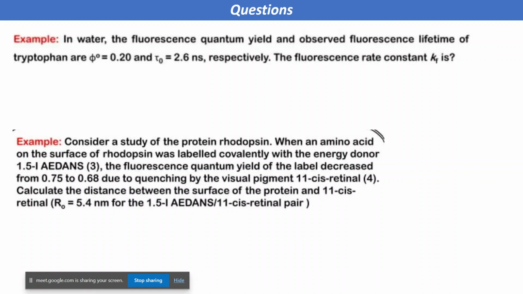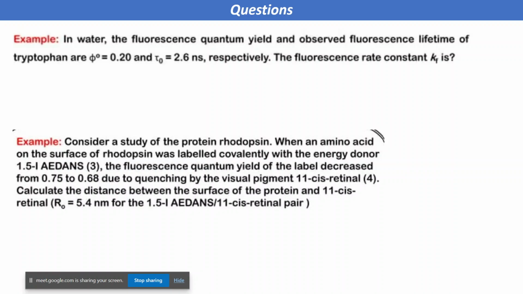Now the next question: in water, the fluorescence quantum yield and the observed fluorescence lifetime of tryptophan are 0.20 and 2.6 nanoseconds respectively. So what will be the fluorescence rate constant? Quantum yield is given and lifetime is given. So you have to calculate the fluorescence rate constant Kf.